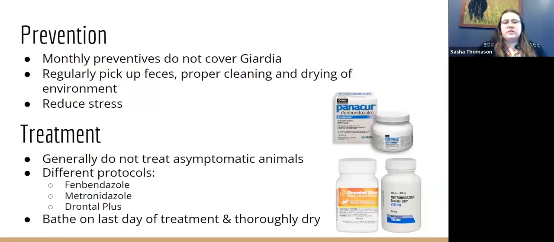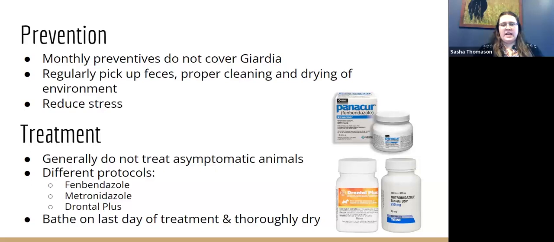So this one, the monthly preventatives do not cover it. So it is very, very important to pick up that feces as soon as possible and then properly clean and make sure the environment is dry. It's also important to reduce stress. Giardia will stay very well in the environment if you don't dry it. I'll get more to it on the treatment part, actually.